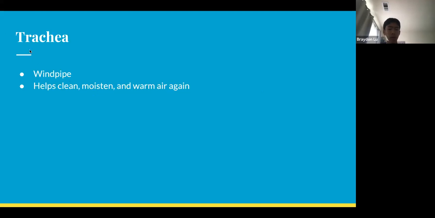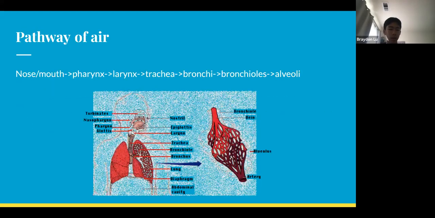Oh, one thing that I should have added here is the reason why. Going back here, the reason why it looks so weird like this is because it's actually composed of 9 cartilage rings, and that's why it looks like it has stripes.